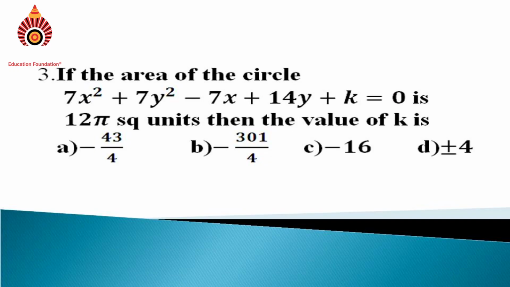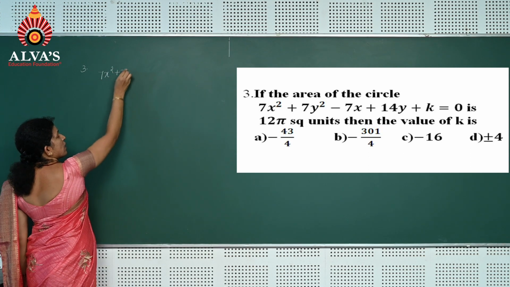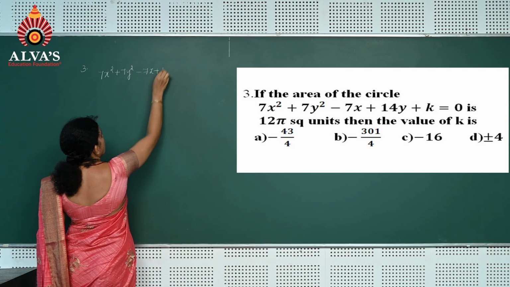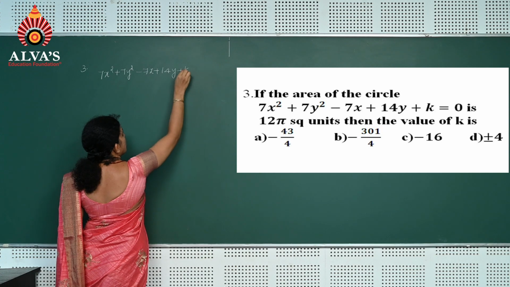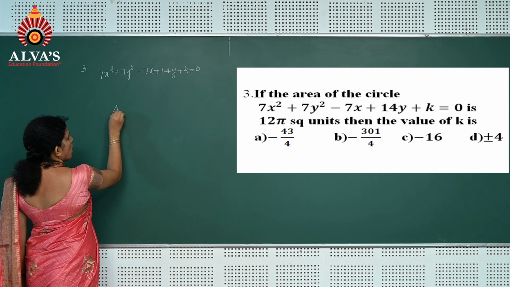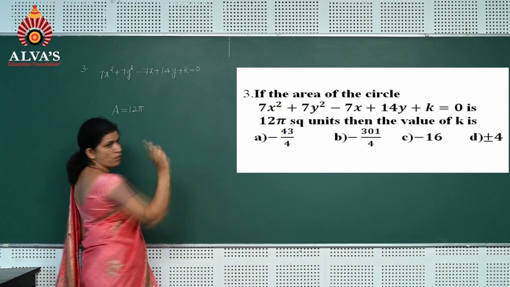Come to the third question. The question is, if the area of the circle 7x² + 7y² - 7x + 14y + k = 0 is 12π square units, we want the value of k. See, the equation of the circle is given, that is 7x² + 7y² - 7x + 14y + k = 0. Also the area of the circle is given, that is 12π. We want the value of k.